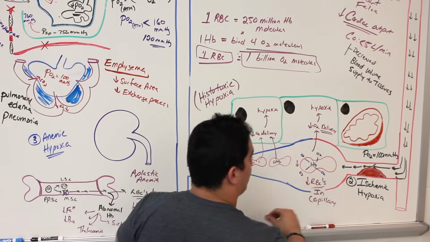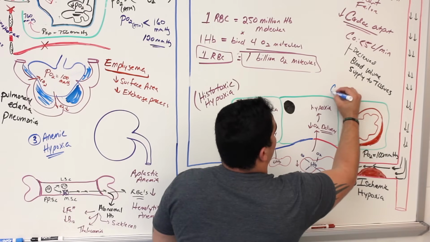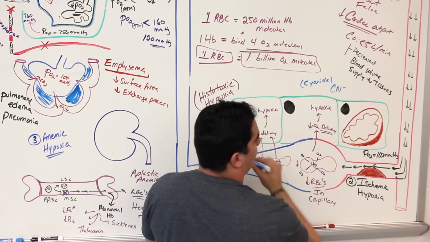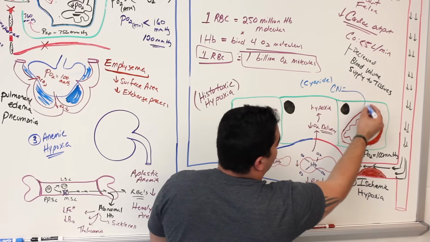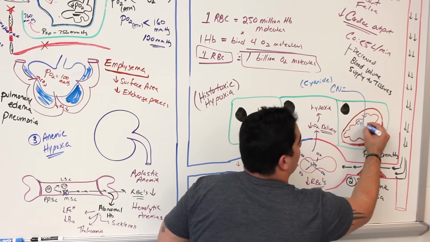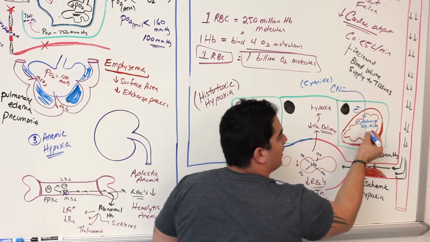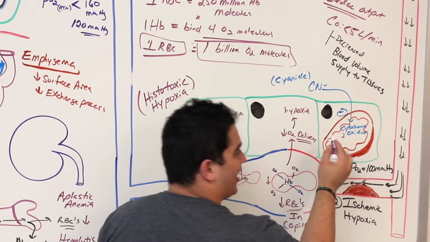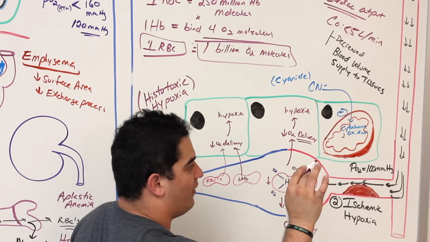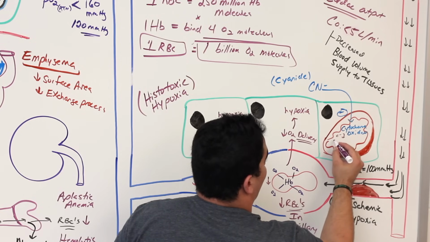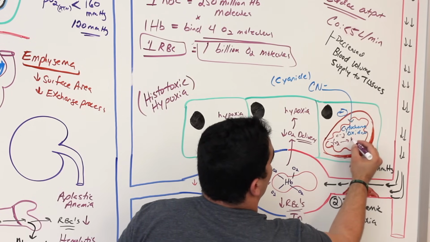In a certain situation in which someone, for whatever reason, has cyanide. CN negative is cyanide. For whatever reason, they get poisoned with cyanide. Cyanide affects a specific component of the electron transport chain, called complex 4 or cytochrome oxidase. It inhibits this enzyme. And this enzyme is responsible for taking the electrons from the electron transport chain. If you remember from our electron transport chain video, it's cytochrome a plus a3 that drops the electrons onto oxygen. So it takes the electrons and adds them onto oxygen to form water.